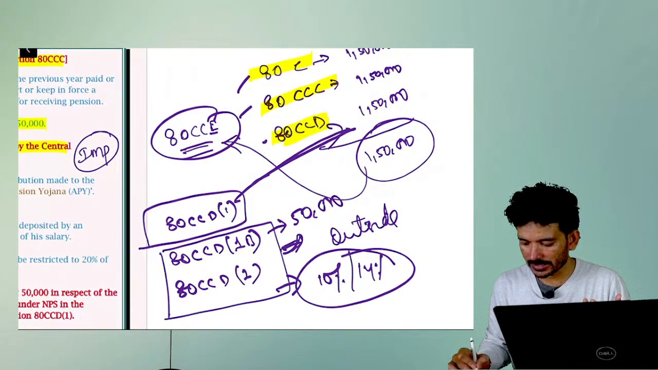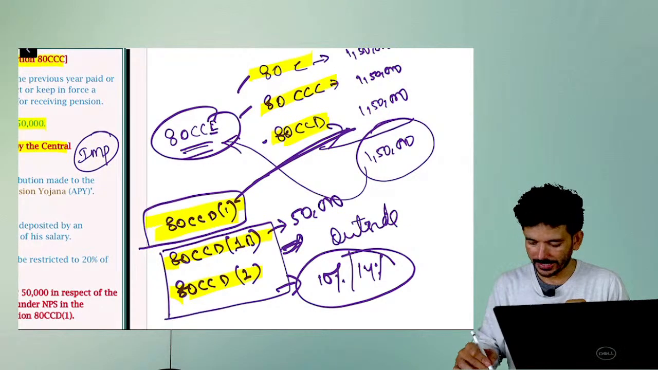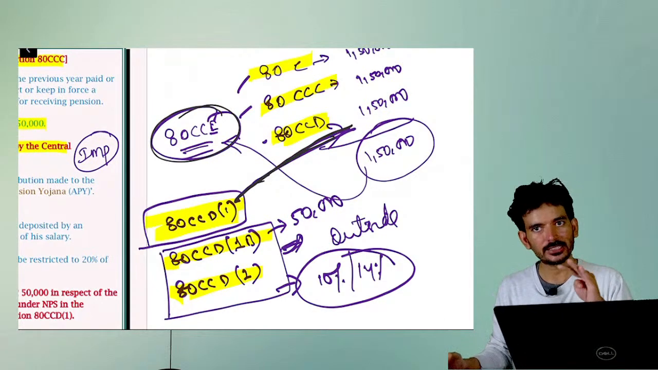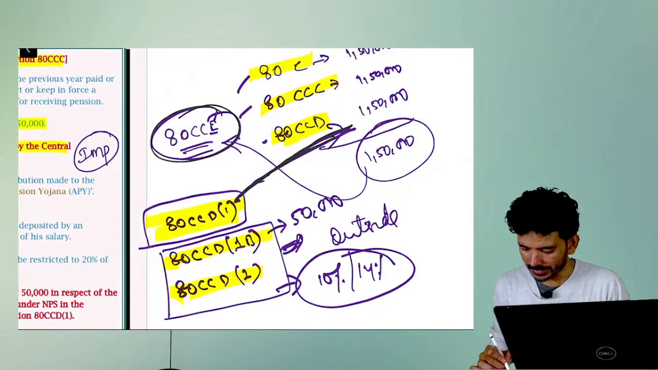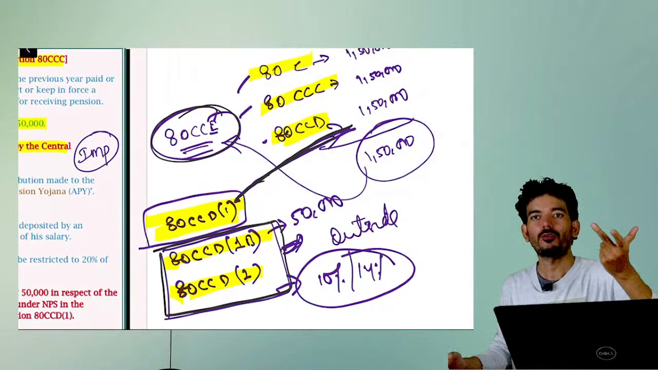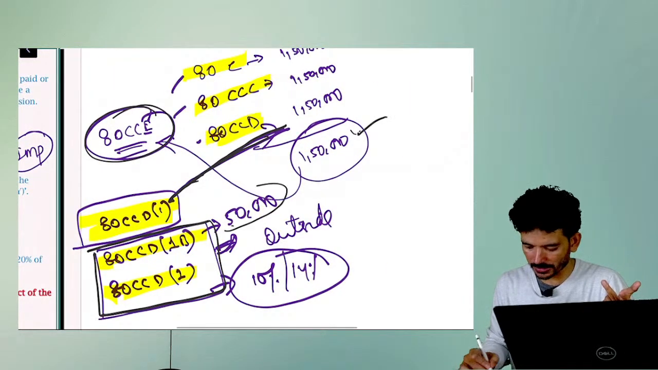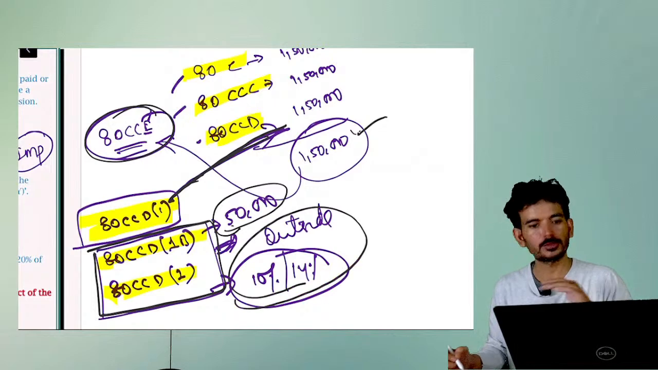So when I say 80CCD, there are three elements. One is 80CCD 1, 80CCD 1B, 80CCD 2. So 80CCD 1 is within the scope of this 80CCE, which means that this will go and sit under 80CCE only. But 80CCD 1B and 80CCD 2, these two are outside 1.5 lakh. So you can claim 1.5 lakh here plus 50,000 here plus whatever the amount that comes here.